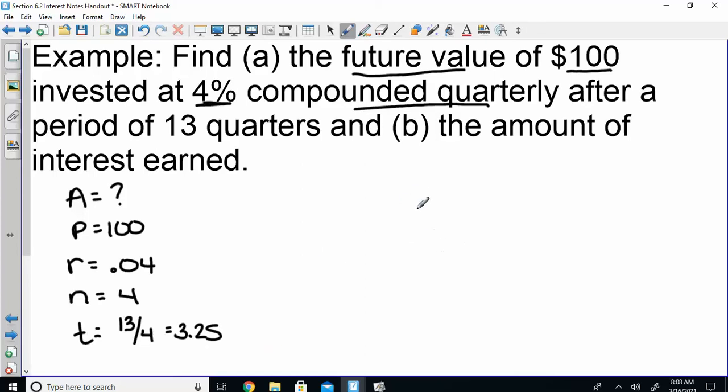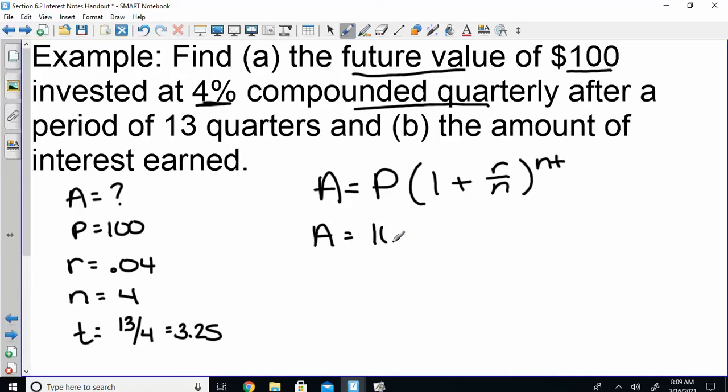So now our formula. The only time I use the second formula is if I have the word continuous. And I am not compounding continuously, so it is the first formula. So we just plug in. A equals, my P is 100, times (1 plus 0.04 over 4) to the n, which is 4, times t, which is 3.25. Okay, put this in your calculator. Just do the whole thing at once. You don't have to break it into pieces or anything.